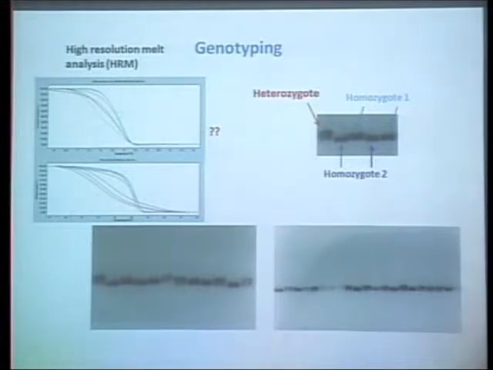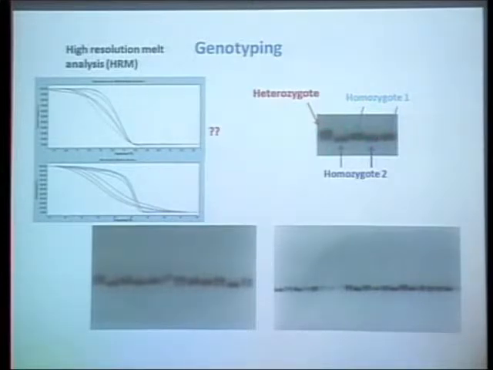Our genotypes were supposed to be separated on a high resolution melt analysis, but we couldn't get consistent and reliable results from this, so we used gel to separate the amplicon, and it does pretty well.